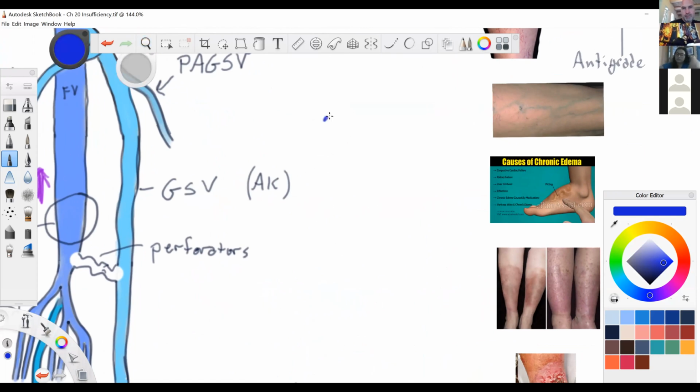So your IVC, number of valves, that's not hashtag, but that's a V. Number of valves, usually 0 in the IVC. We don't have valves in our IVC. Gosh, I had a hard time finding this information.